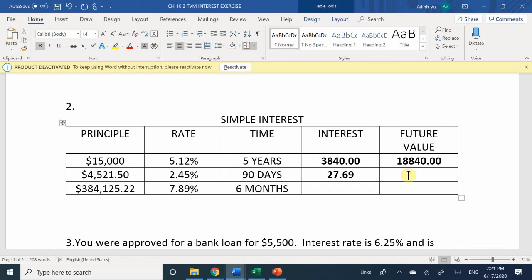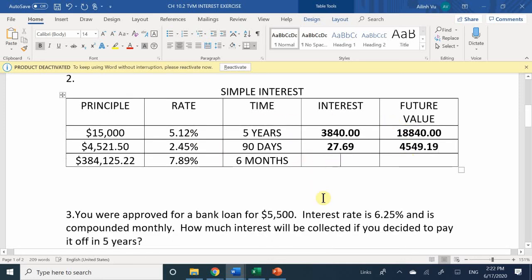And what is the future value? Projected $27.69 plus $4,521.50. Yes, right? So 27.69, 4549.19. Yep, that's what I got. Okay, 4549.19 is correct. Okay. Pretty straightforward. Now, let's go ahead and do example number 3.